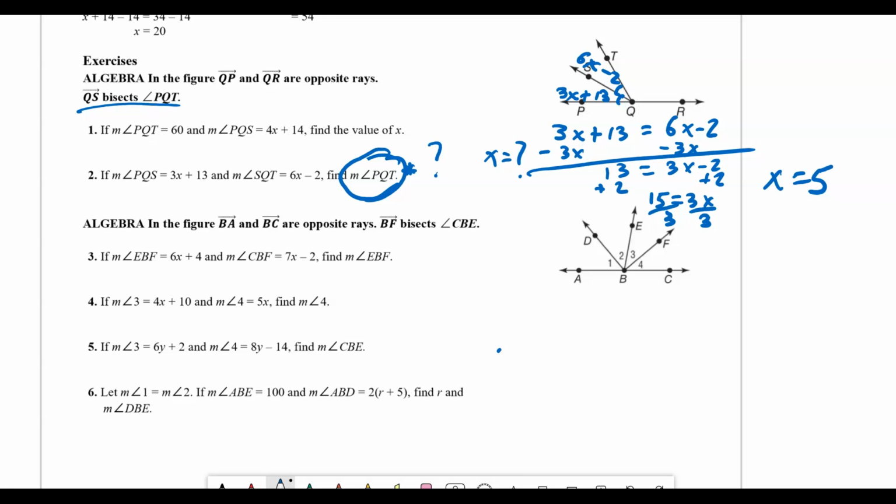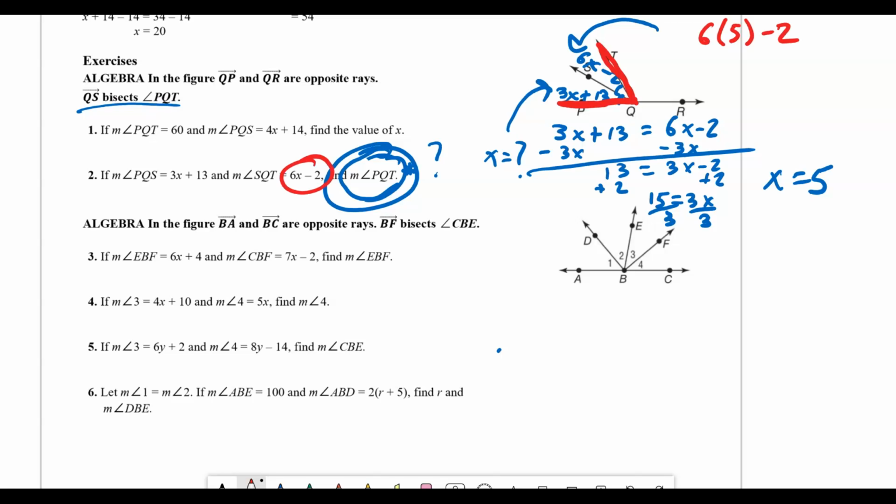All right. So that's just the first step. They're asking us for PQT. So if x equals 5, remember we could plug into either one of these, and we're going to get part of the angle. They want angle PQT, the whole angle here, right? So if I plug x equals 5 into either one of these, I should get the same thing. Let's see. The first piece was 6x minus 2, right? So now we know x is 5. So 6 times 5 minus 2 is 28.